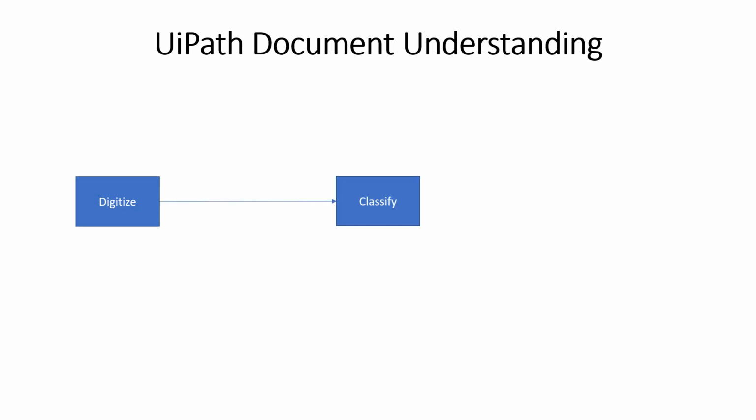So let's do a very quick recap. Document understanding contains basically three different activities. The first one is digitizing the document, that is converting a document into text. The second activity is classifying the document, meaning that you need to find out what kind of document we are dealing with. And once you've classified the document, then you can move on to extraction, where you actually extract the data that you're looking for.